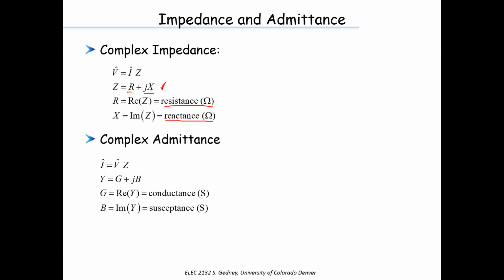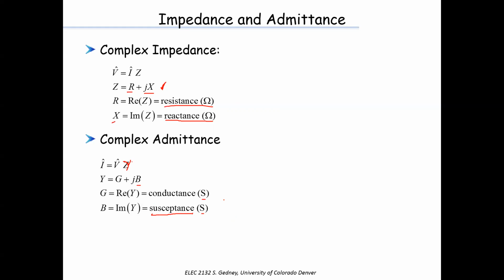So we refer to R plus jX as a complex impedance. R is the resistance in units of ohms, and X is the reactance in units of ohms. So for example, for an inductor where the impedance is j omega L, I have an R of zero and a reactance of omega L. For a capacitor, I have a zero resistance, but I have a reactance of minus 1 over omega C. The reciprocal of that is the admittance, so I can define a complex admittance, where I equals V times Y. Y has a real part, which we call G, the conductance, which has units of Siemens, and an imaginary part we call B, which is referred to as the susceptance, also with units of Siemens, of course.